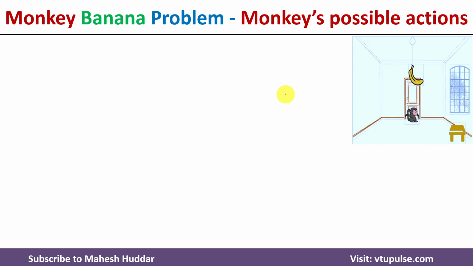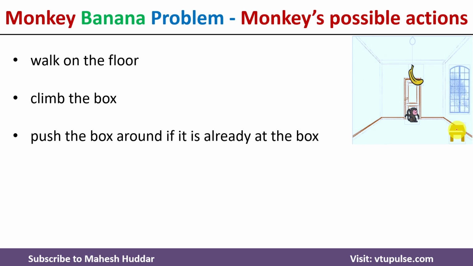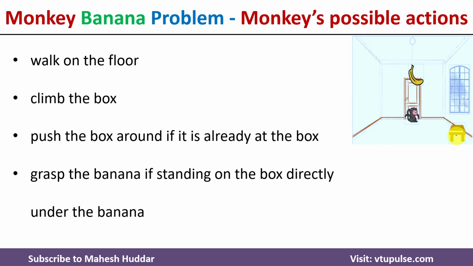Now, the different actions a monkey can do: the monkey can walk on the floor in any direction, climb on top of the box if it is present near the box, push the box around if it is already at the box, and grasp the banana if it is standing on top of the box exactly under the banana. In that case, it can grasp the banana.